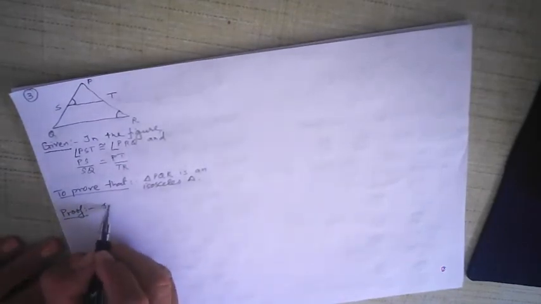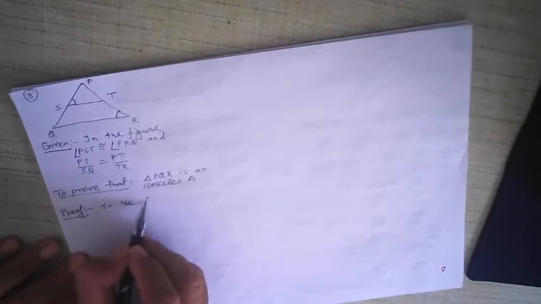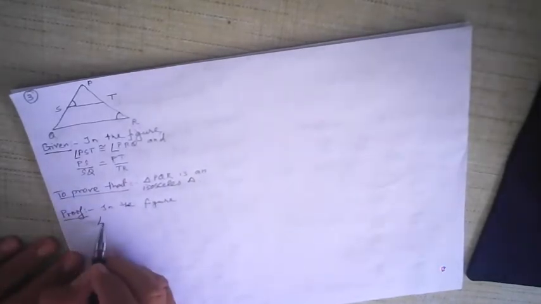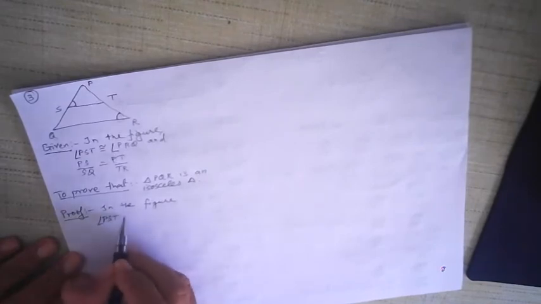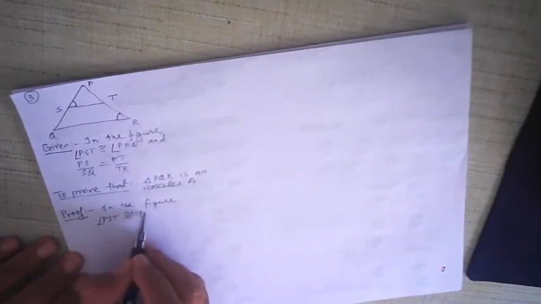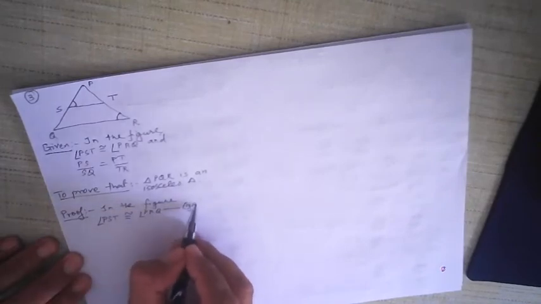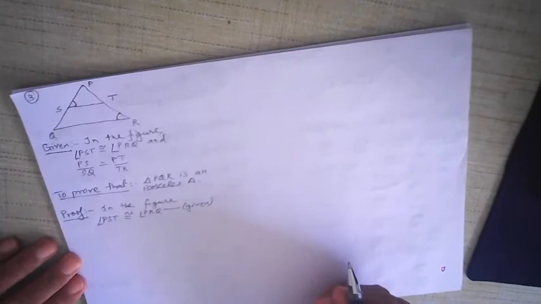Again, start with what is given. Okay, in the figure, that is the given figure. In the figure, what are we given? Angle PST is congruent to angle PRQ. This is given. Okay, this is given to us.